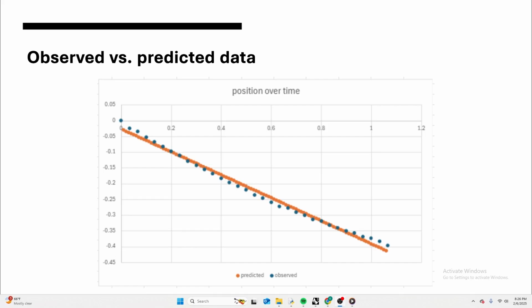Looking at the two lines, we can see that the observed line is slightly curved, but other than that they are really similar. Because that observed line is so similar to the predicted model, which assumes Newton's second law to be true, we can also say that the observed line demonstrates that Newton's second law is true.